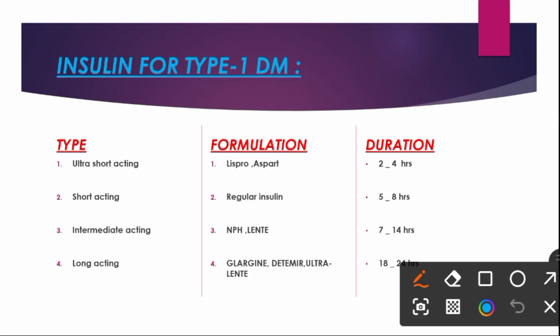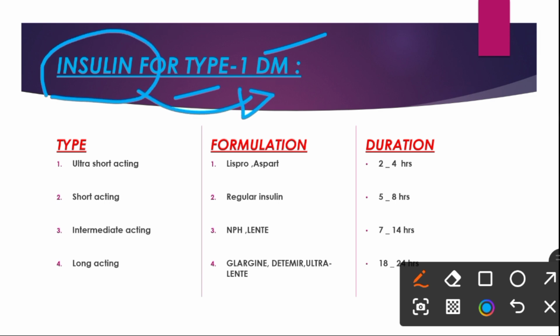Next is the management of a patient of type 1 diabetes. So for type 1 diabetes, we only give insulin, and the insulin is given lifelong. And we know that insulin is an anabolic hormone, so it may cause weight gain.